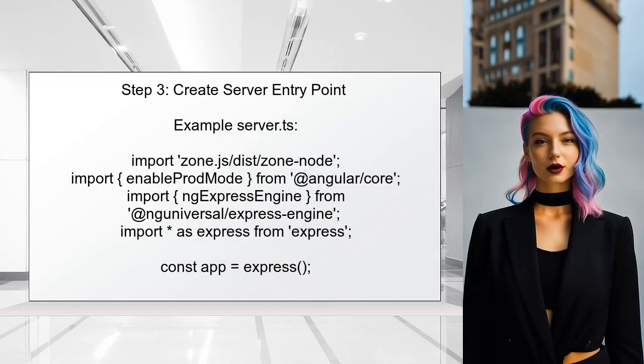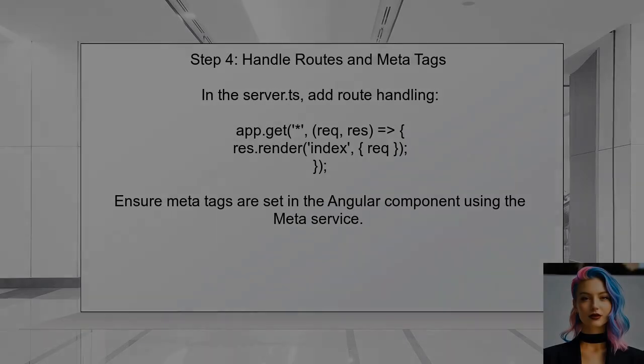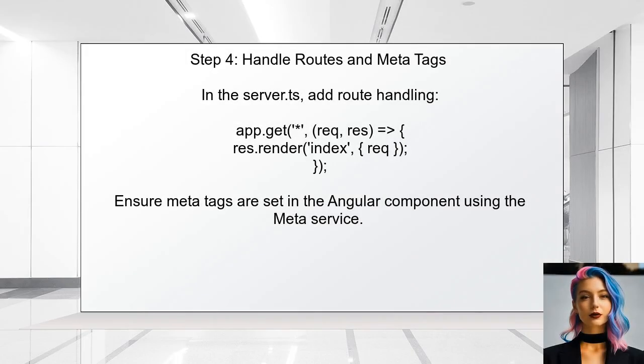Now, the user should create a server-side entry point for Angular. This is typically done in a file named server.ts, where the user will set up the express server to handle requests and render the Angular application. Finally, the user should ensure that the application is properly configured to handle routes and serve the correct content for social media sharing. This includes setting up meta tags dynamically based on the route being accessed.